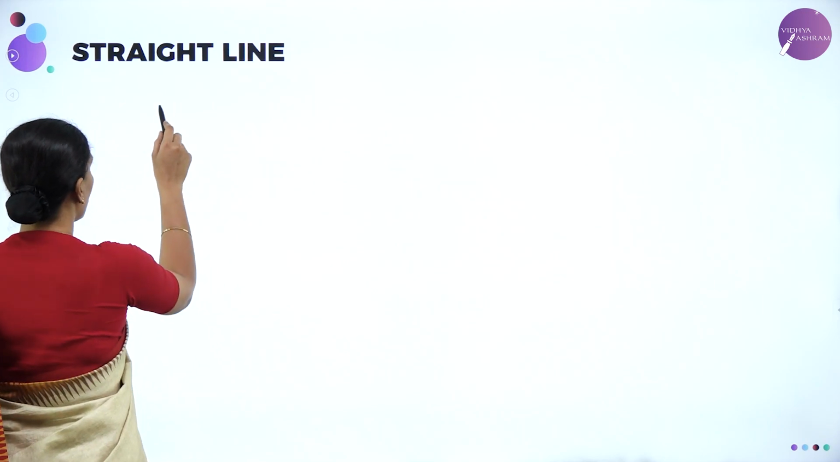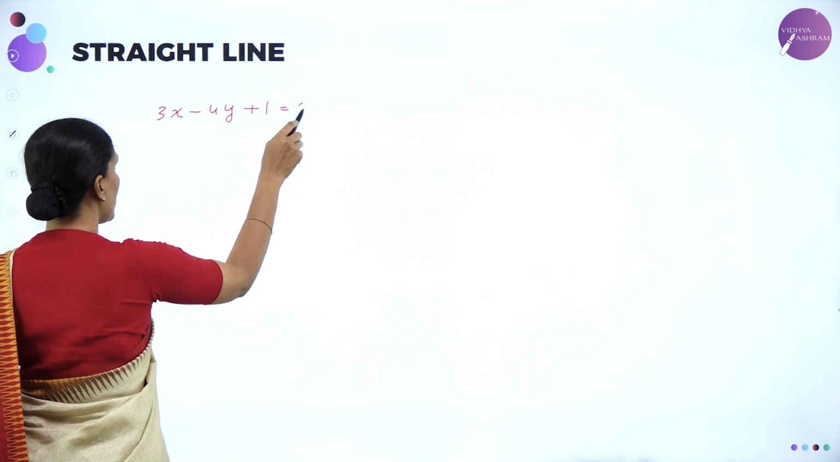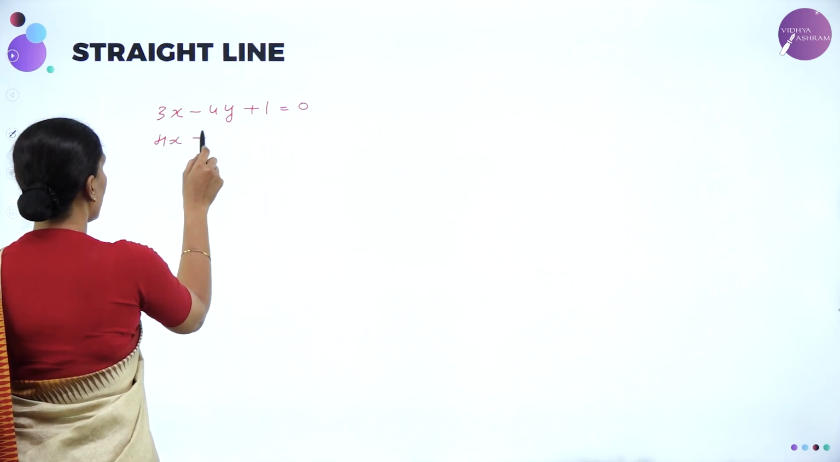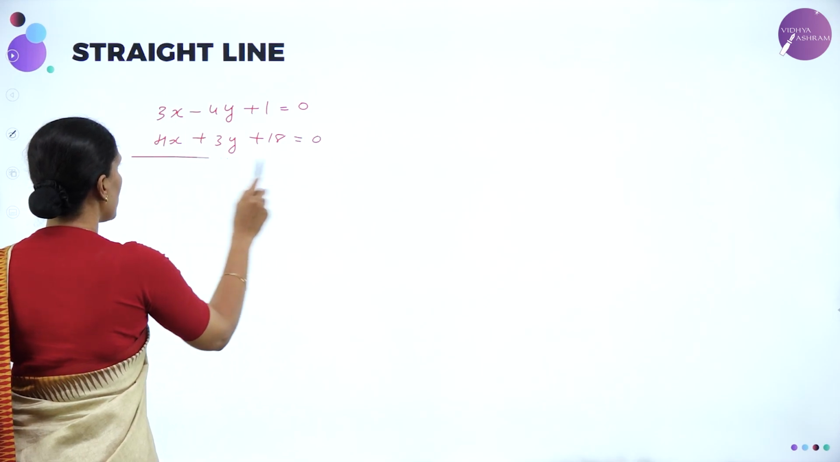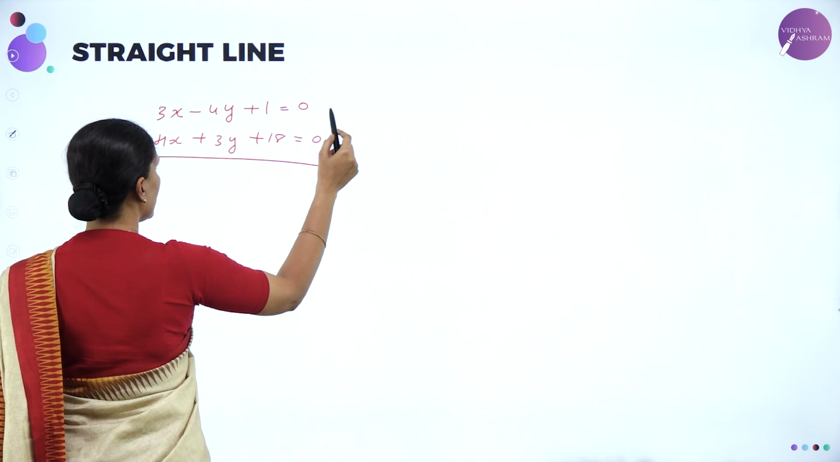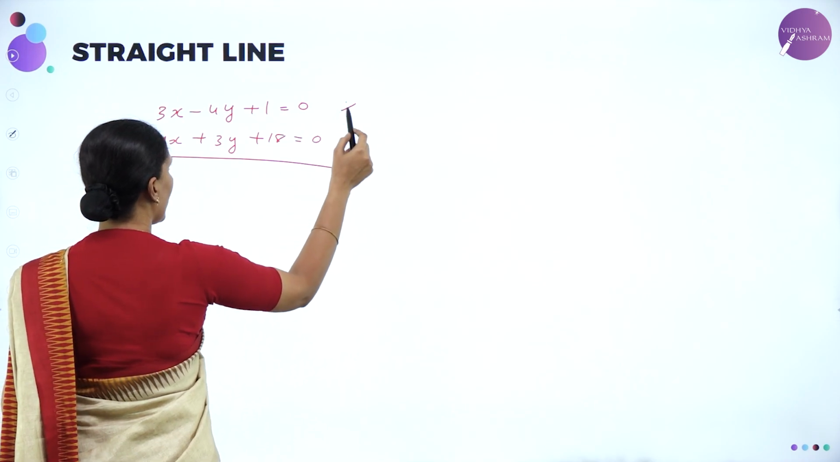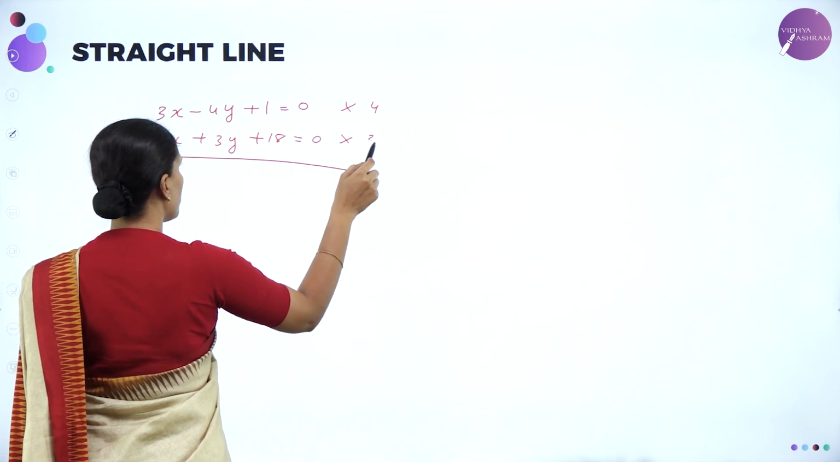So that is 3x minus 4y plus 1 is equal to 0, and 4x plus 3y plus 18 is equal to 0. So let us solve this. Let's multiply the constants here. I'll multiply by coefficient 4 and by coefficient 3 here.